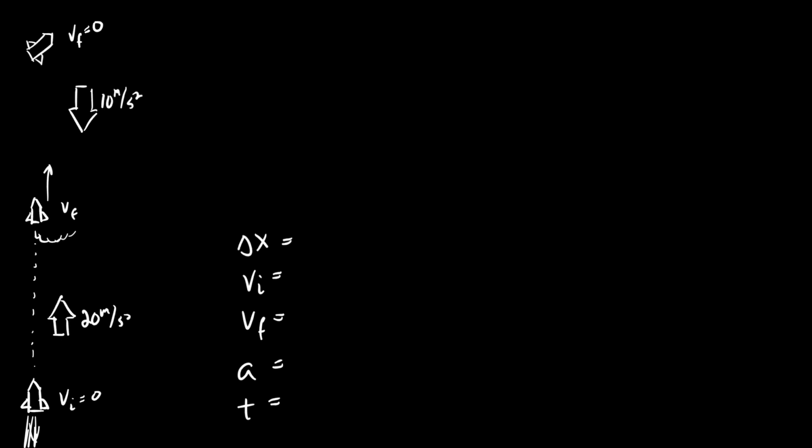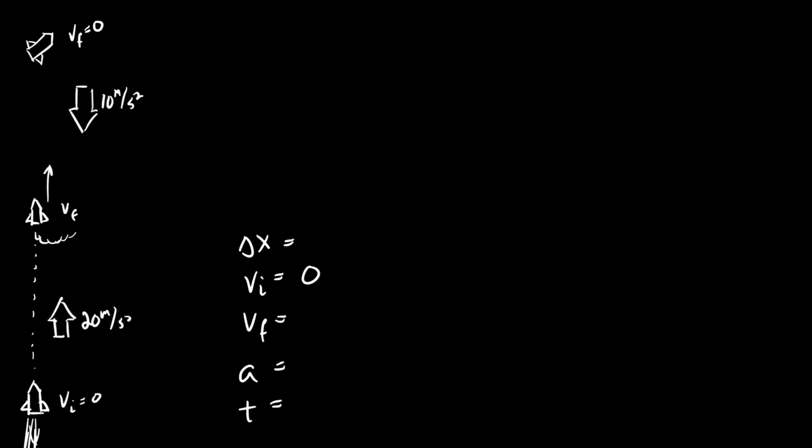So I will set up a set of variables that goes with the bottom one first, and put in everything I know about the start of this problem. Let's see, I don't know delta x, but I know the initial velocity was 0. Don't know the final velocity, but the acceleration was 20 meters per second squared, and the engine fired for 1.5 seconds.